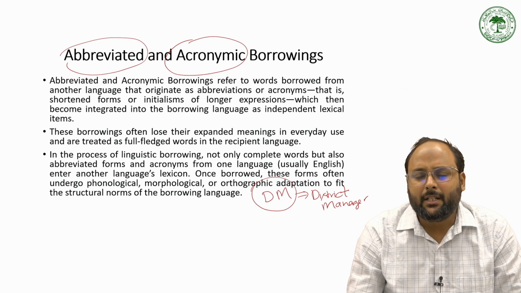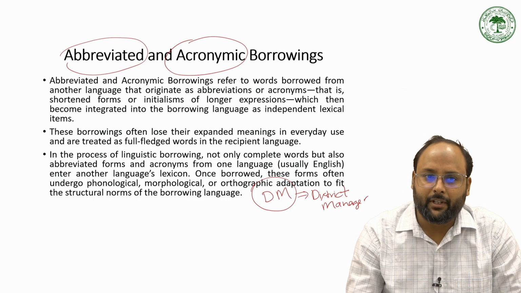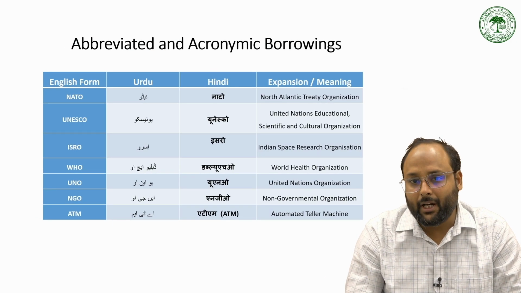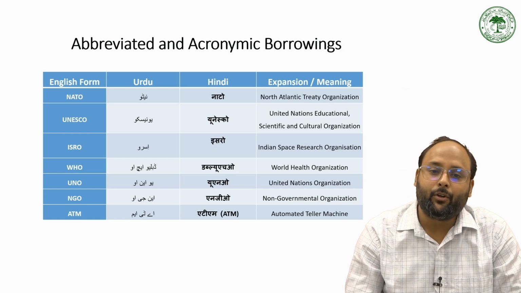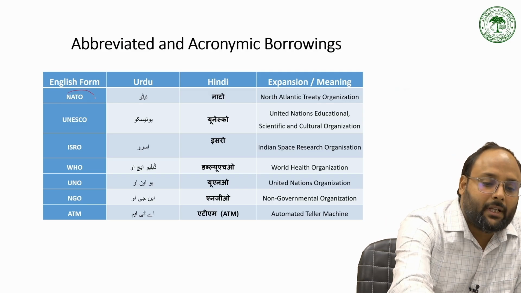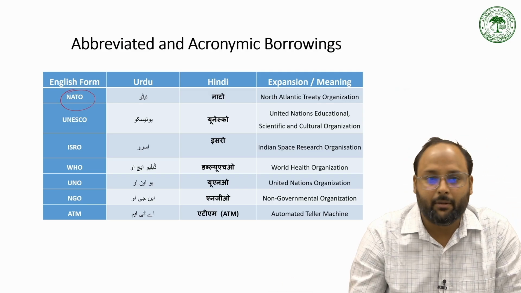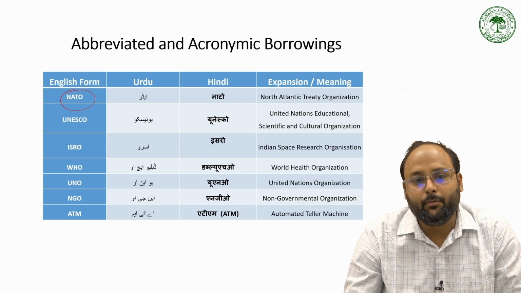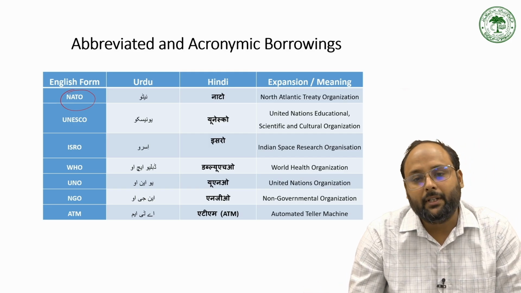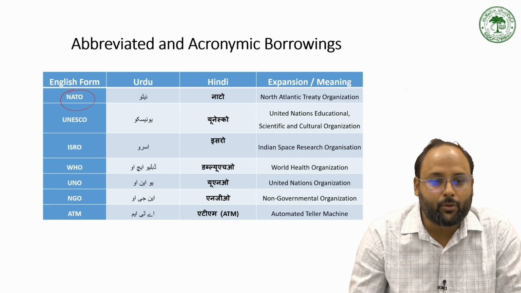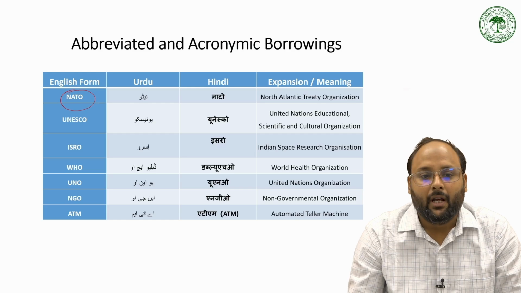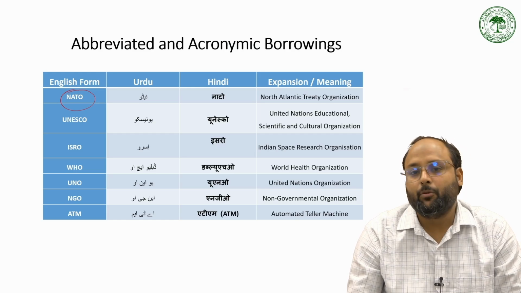But there are some phonological modifications also when you pronounce those words. We have examples like NATO. We borrowed that NATO word from the foreign language and we used the same NATO, which is an acronym, in Urdu also. We have UNESCO. So we use the same acronyms in our language. We have ISRO, the same word that we use in our language. We have the WHO, the UNO, the NGO, the ATM. So these are the words we borrowed from English and we pronounce in the same way.